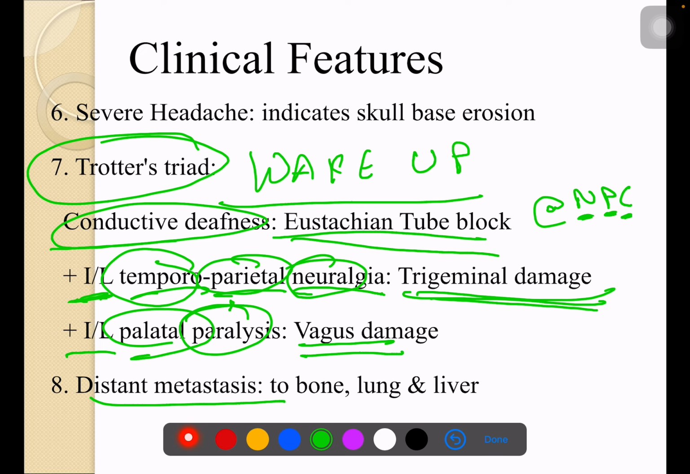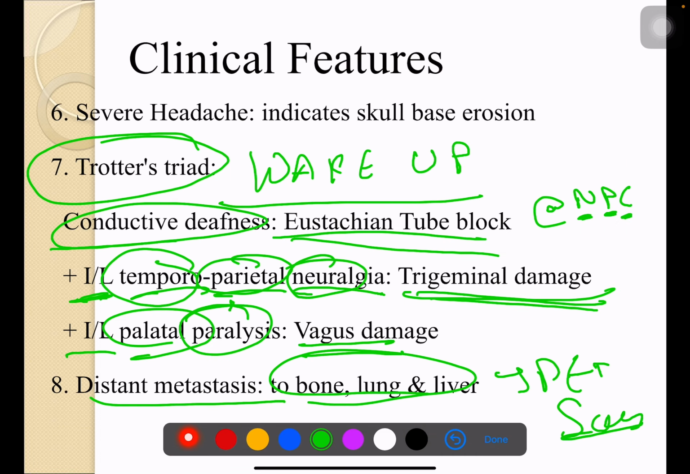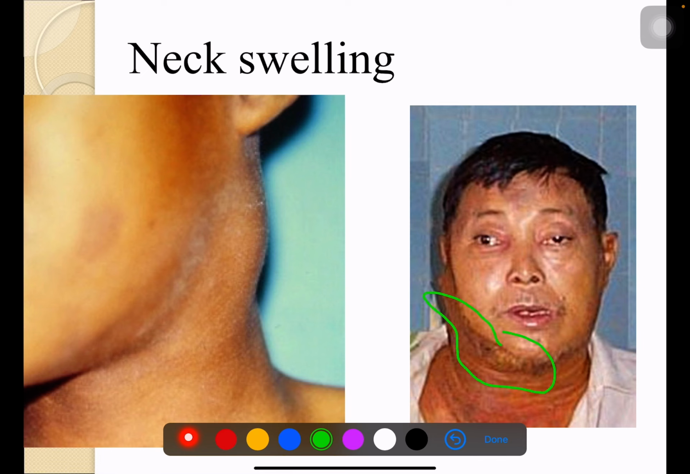It can metastasize distantly to the bone, liver, lung. Okay, for this we need to go for a PET scan. Now if you look here, you can see a mass in your posterior triangle of the neck. This is known as Rouvier's sign.